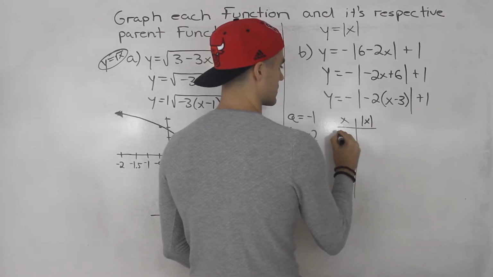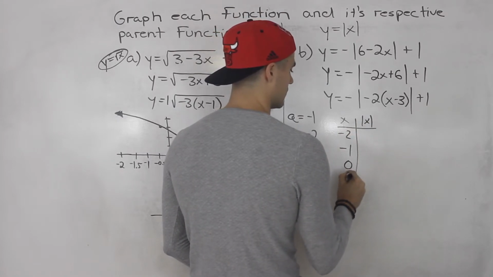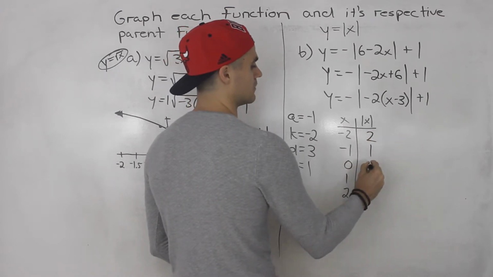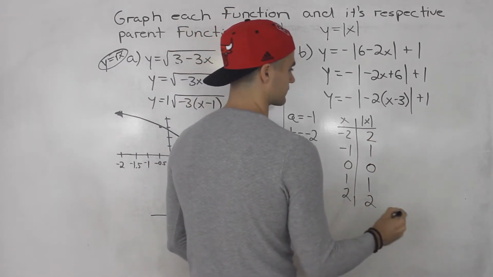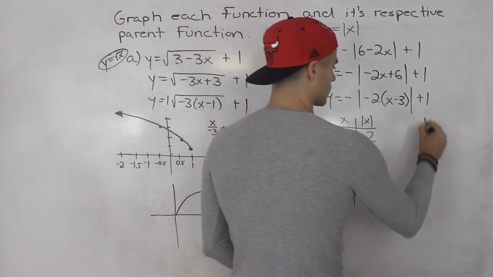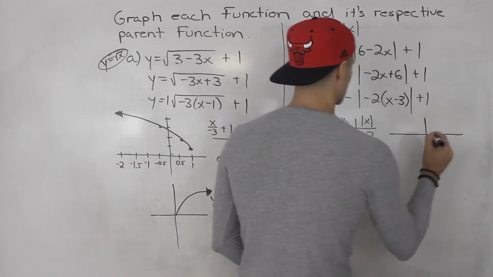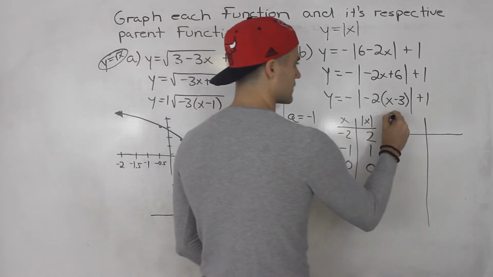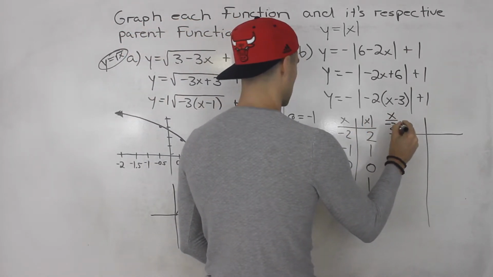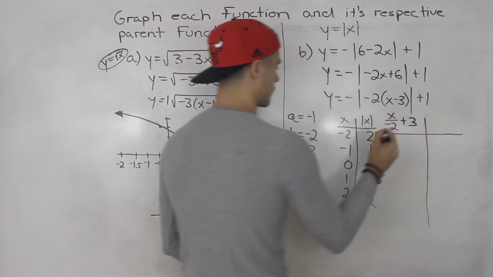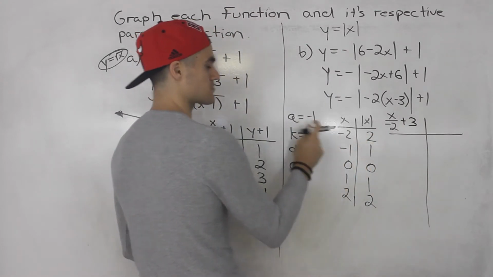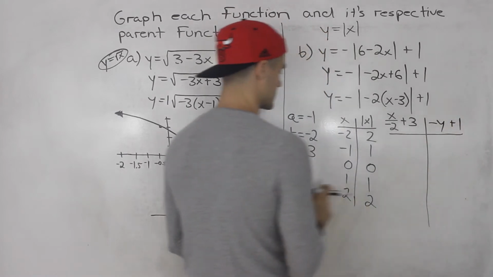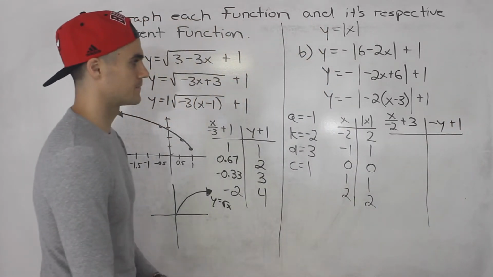So we're going to take the parent function, absolute value x, and its table, the table that I personally use is this one. And then we're going to transform all the points with that transformation formula. So x over k, so we're going to take all the x values, divide them by negative 2, and then add the d value of 3. Going to take all the y values, multiply them by negative 1, so we'll have negative y. And we're going to add that c value of positive 1.